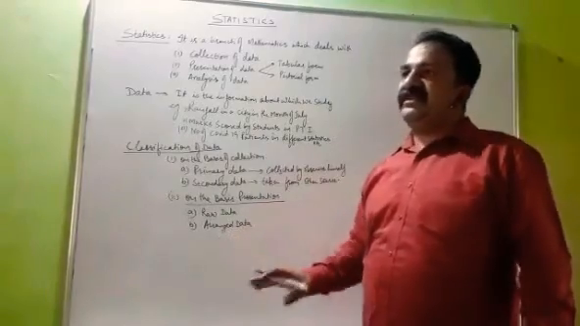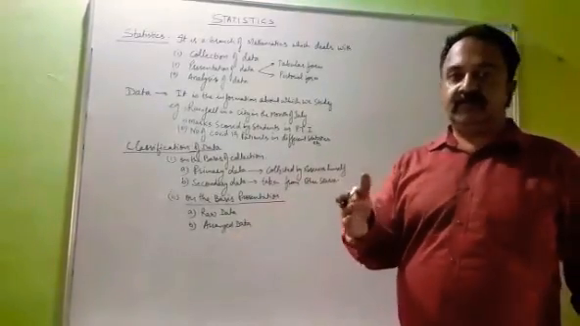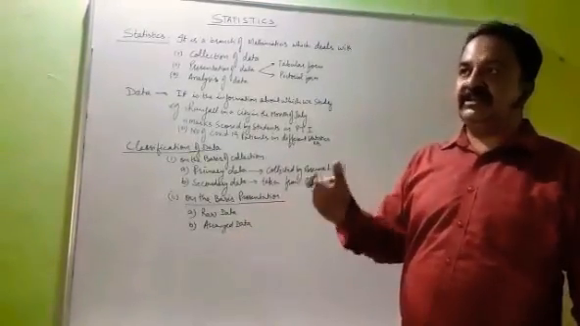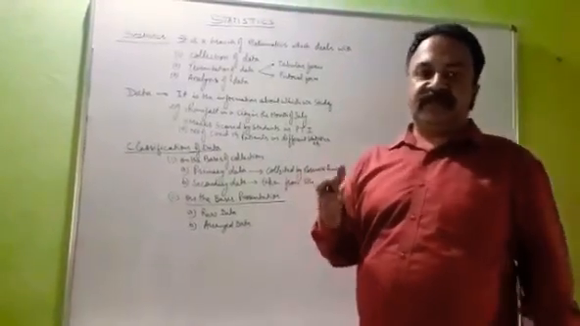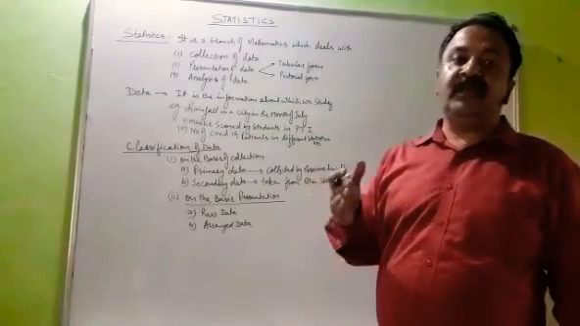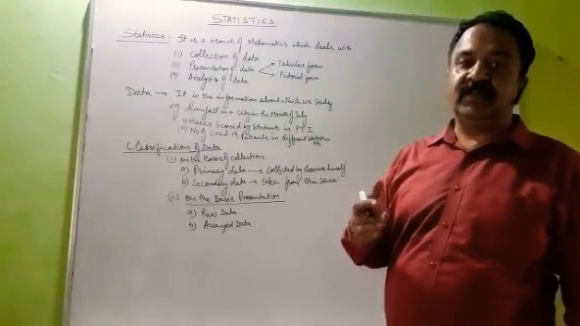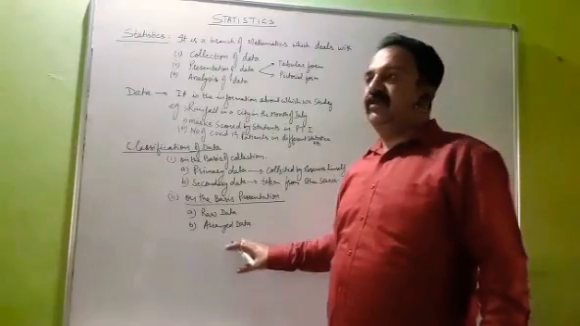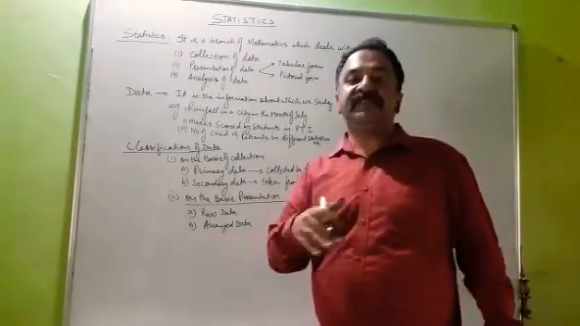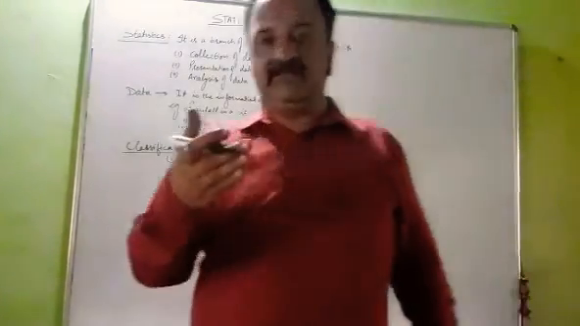Arranged data means it is written according to some order, increasing order or decreasing order. As in the attendance register, your names are written alphabetically, and then the roll numbers are allotted to you. Now students, in the next video, we are going to learn about some more basic terms of statistics.